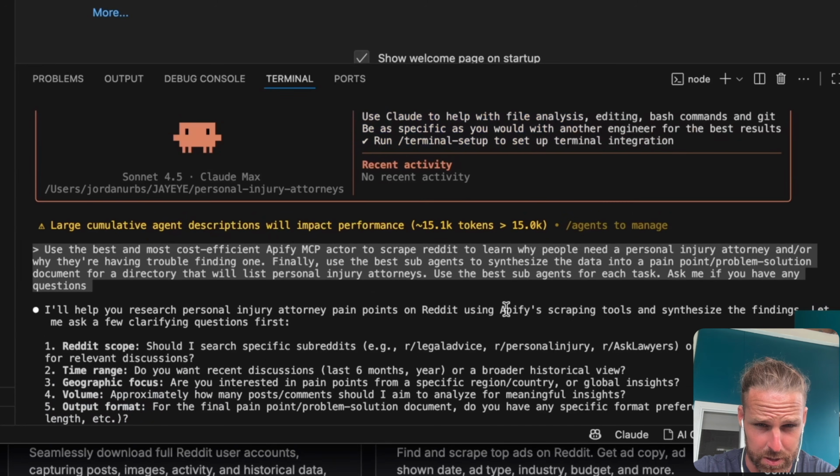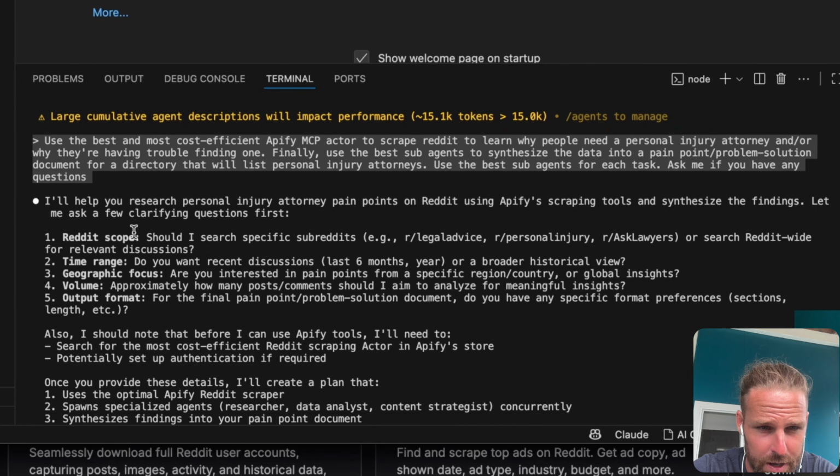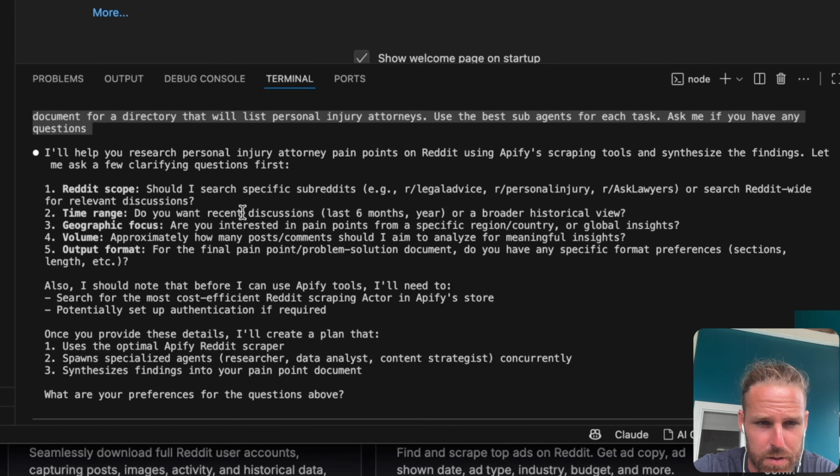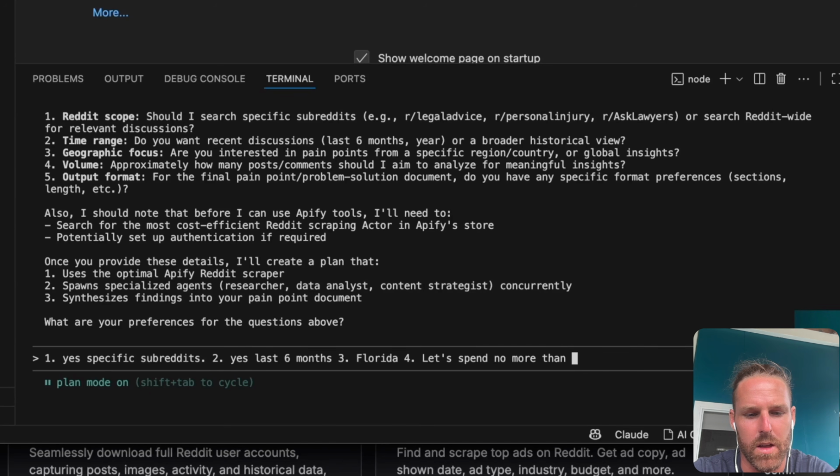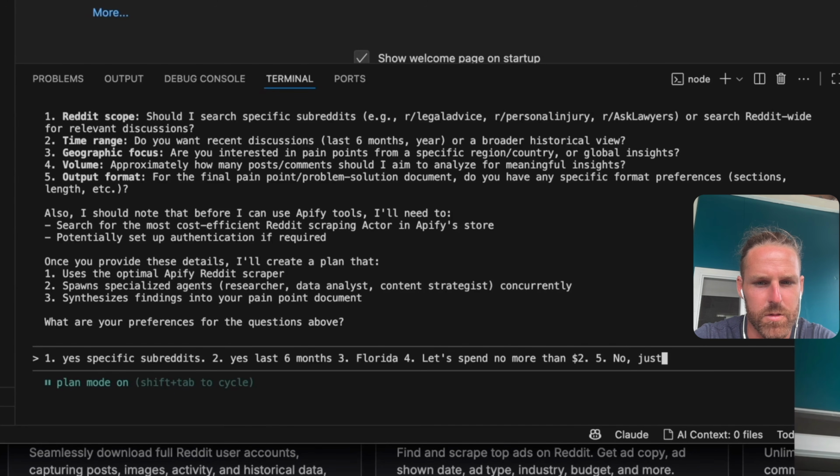We might even do more market research after, actually, but okay, so now it's asking me some questions. Should I search specific subreddits? Yes, specific subreddits. Recent discussions? Yes. What, last 6 months? Geographic focus, Florida. Well, yeah, Florida, why not? That's really pinpointing it. You might not need that for the directory, but for fun and games, let's just see. Volume, let's spend no more than $2.50. Output format, no, just markdown.